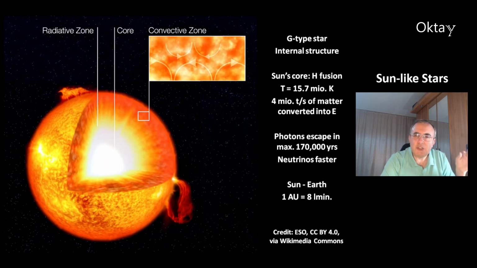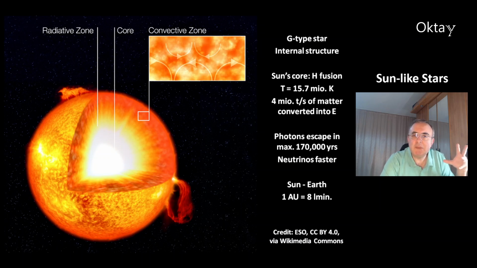This is the internal structure of a G-type star like Alpha Centauri A or the Sun. The Sun's core is where the hydrogen fusion happens. The temperature is 15.7 million Kelvin. What's very impressive is the mass that's converted into energy: 4 million tons of matter is converted every second into energy. The photons need about 170,000 years to escape the Sun.